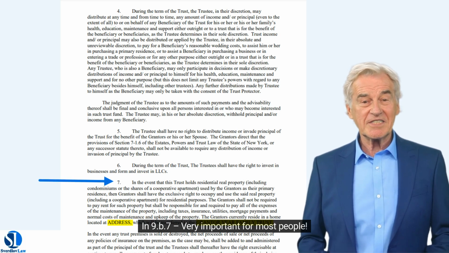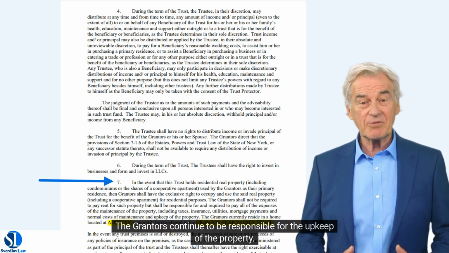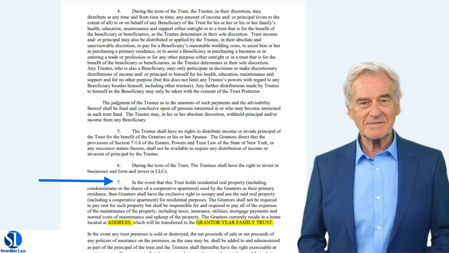In 9.b.7, very important for most people, these are the grantor's rights to continue the use of their primary residence for the rest of their lives. The grantors continue to be responsible for the upkeep of the property.